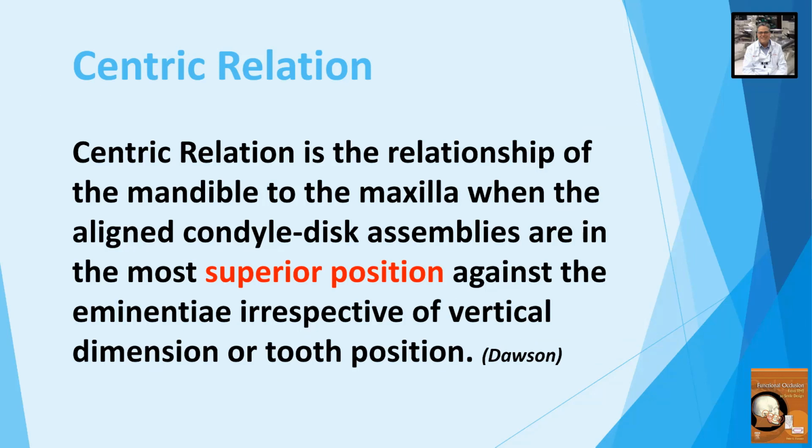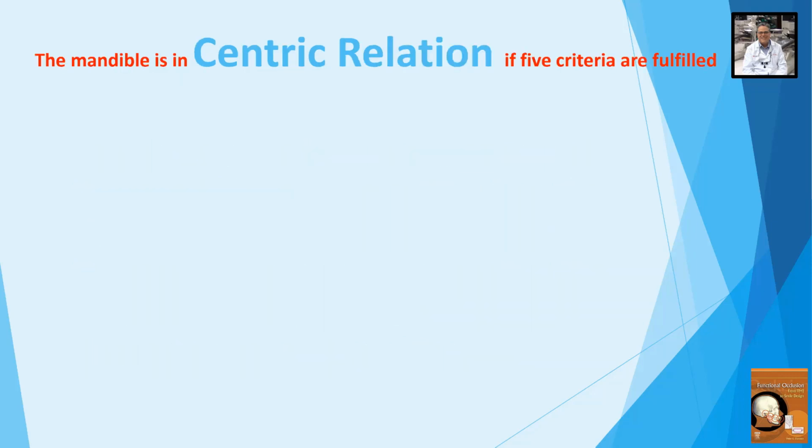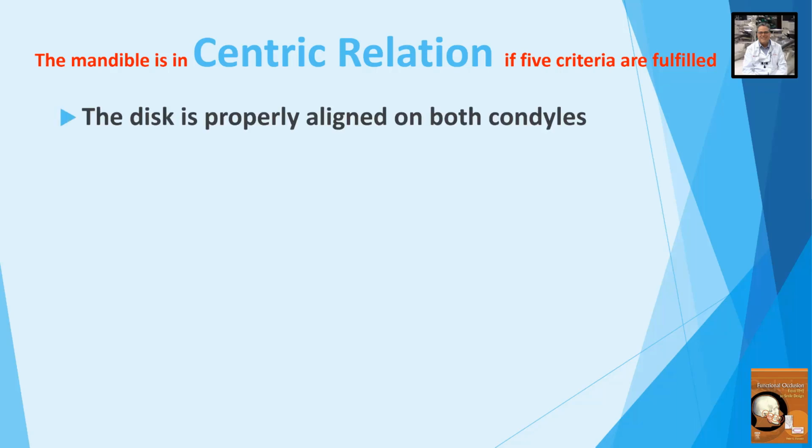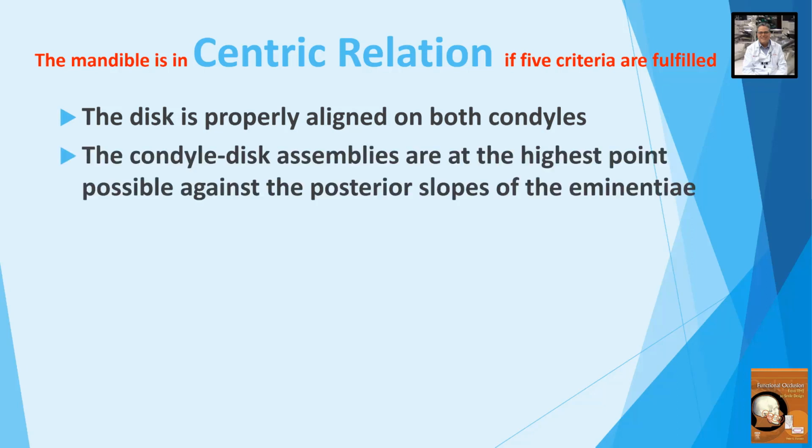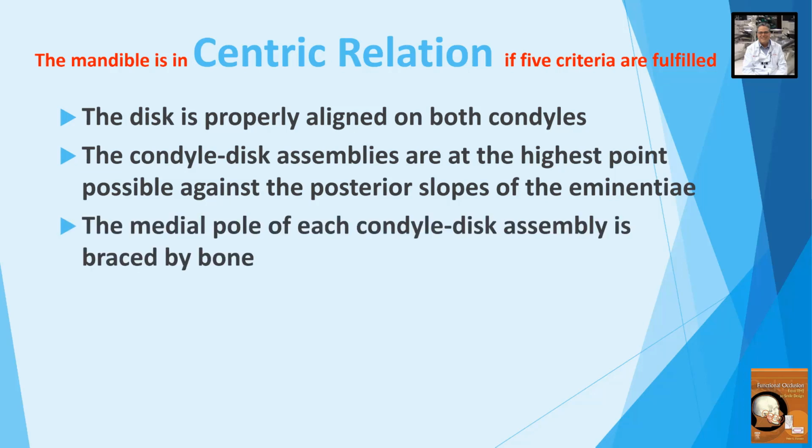So Dr. Dawson defines it as centric relation is a relationship of the mandible to the maxilla when the aligned condyle disc assemblies are in the most superior position against the eminence, irrespective of vertical dimension or tooth position. And also he states that there are 5 criteria that must be fulfilled in order for centric relation position to be. First, the disc is properly aligned on both condyles. Second, the condyle disc assemblies are at the highest point possible against the posterior slopes of the eminence.